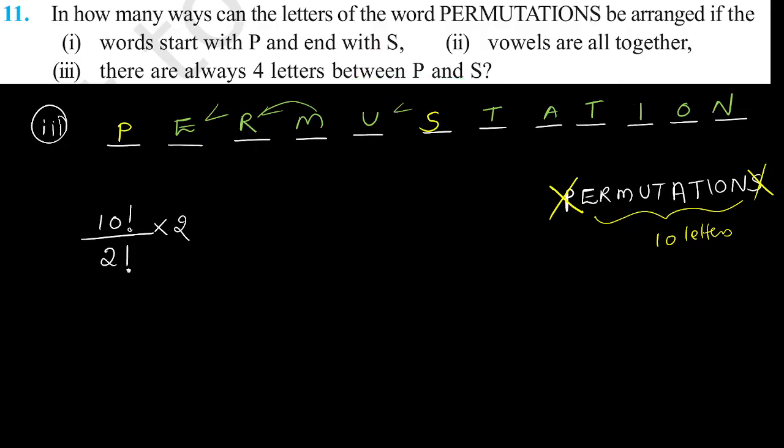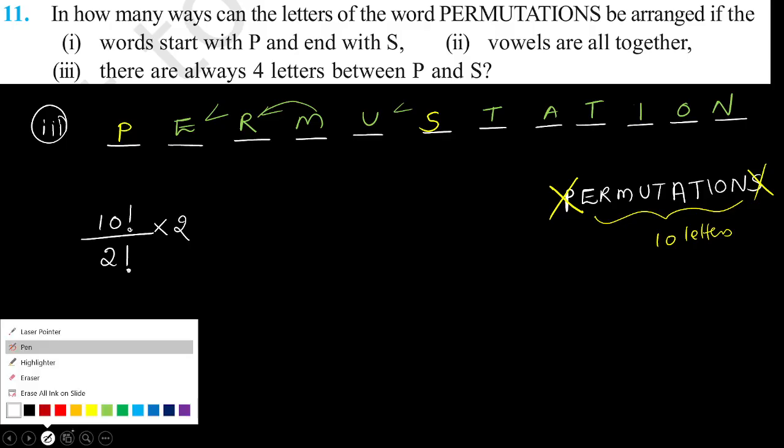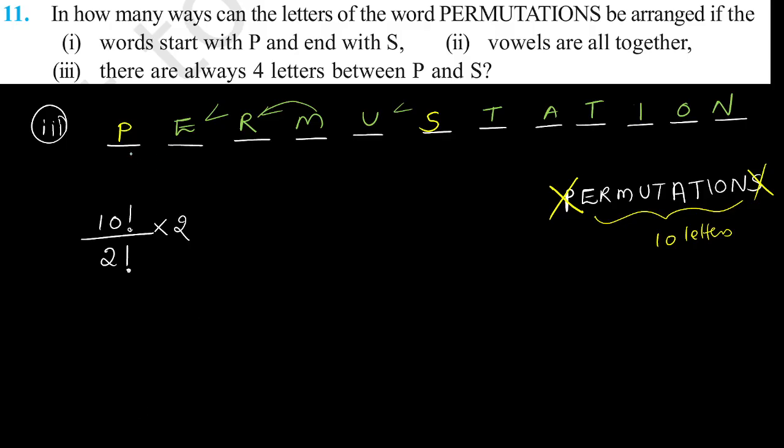There is another possibility. Only 4 letters are allowed, right? So another possibility is the P is shifted to this place, S is shifted to this place. Still there are 4 letters between P and S. P shifted to this place, S shifted to this place, hence P and S are fixed there. In that case also there are 4 letters. Understood? P in the second position, S in this position, and their position is fixed.